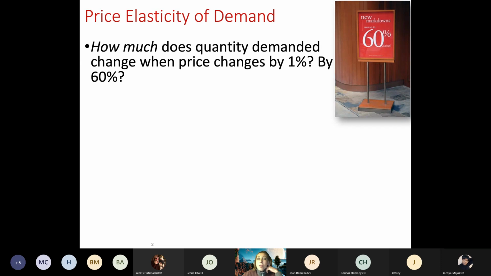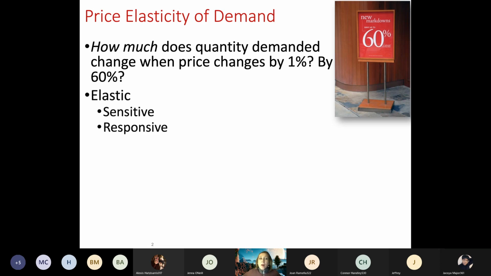Well, from the seller's perspective, it's an interesting question because they might be wondering, what if we increase our prices by 1%? How will our sales change? What if we reduce prices by 60%? How will our sales change? Will they change by a lot, by more than 60%, by less than 60%, or by very little? And elasticity allows us to answer that question.